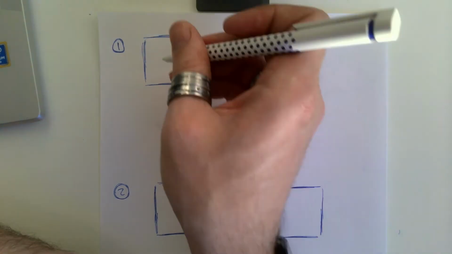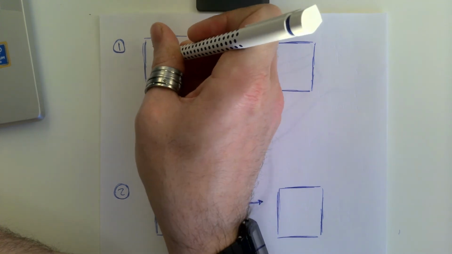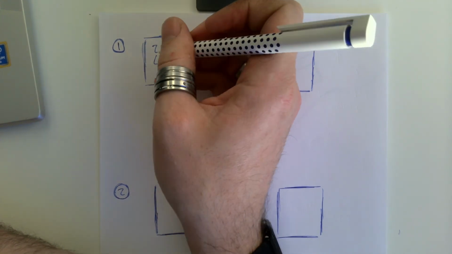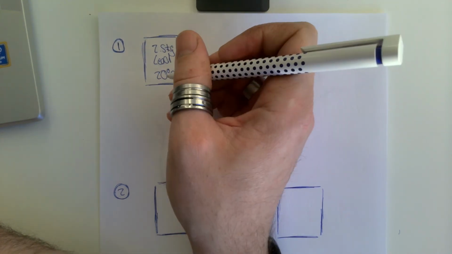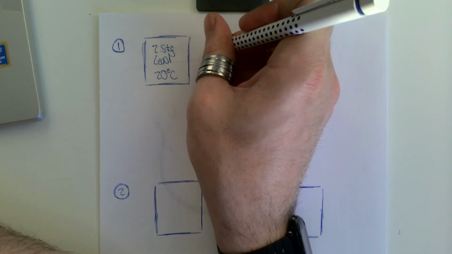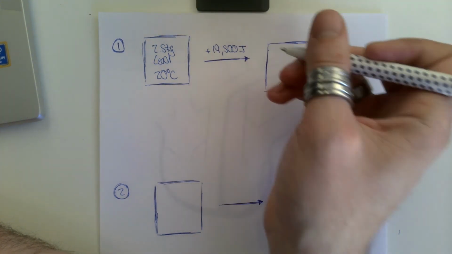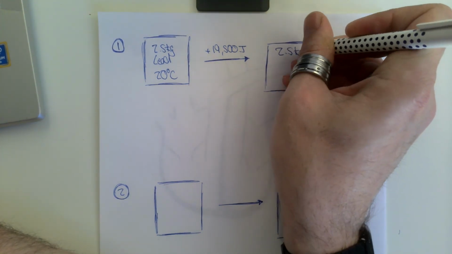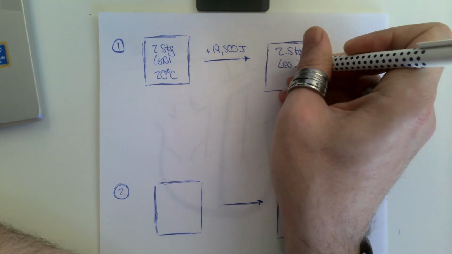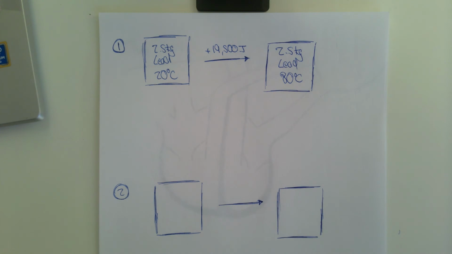So if we take 2.5 kilos of lead, and we know that it's 20 degrees Celsius, and we apply 19,500 joules of energy, and that 2.5 kilo block of lead is heated to 80 degrees Celsius. So think through the steps from the previous equation.